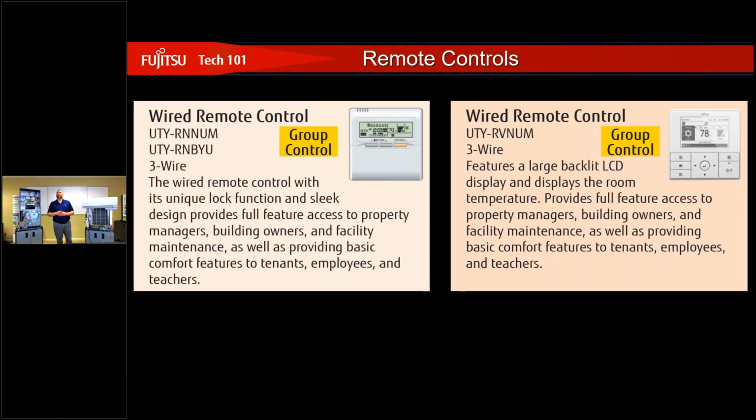Then we have our accessory remote controls. We have our standard remote control on the left and our wired remote control with the multiple units feature. So group control we can do on the one on the right, up to 8 indoor units. Those are both 3-wire setups, both very simple on the remotes. The one on the right is going to feature a backlit display, so it's a little bit nicer to look at. Both provide basically the same kind of features.